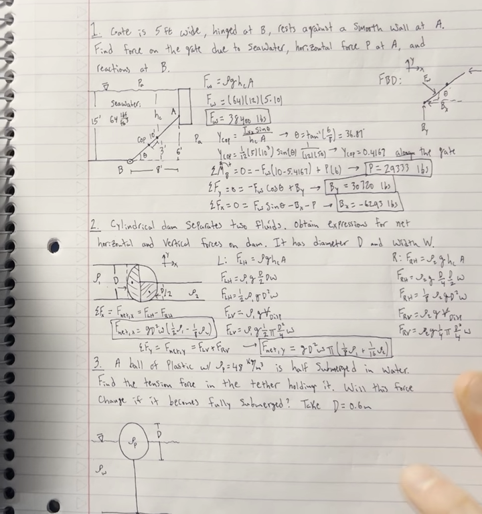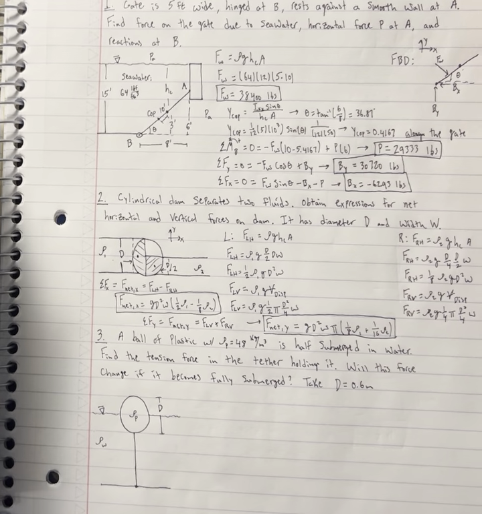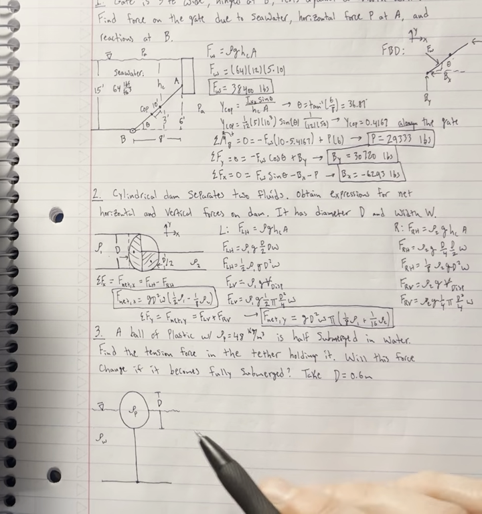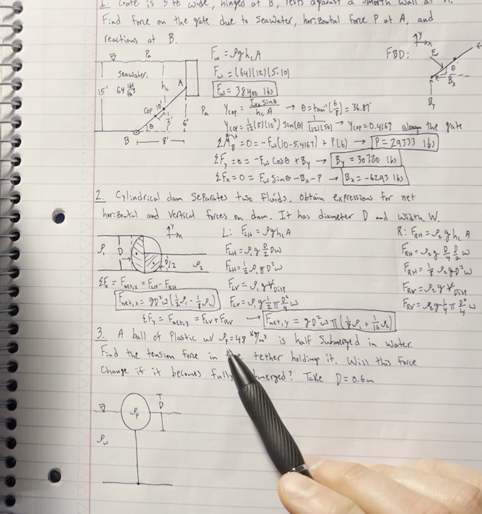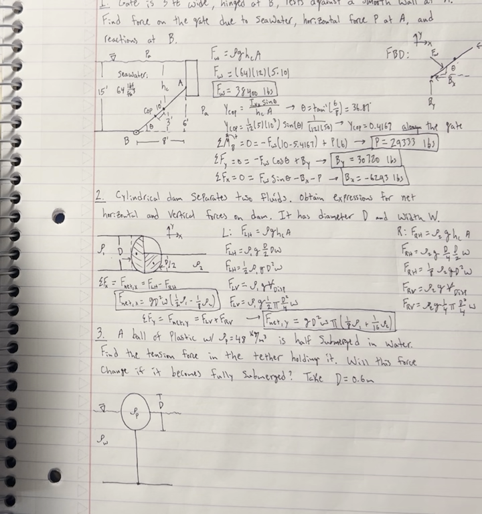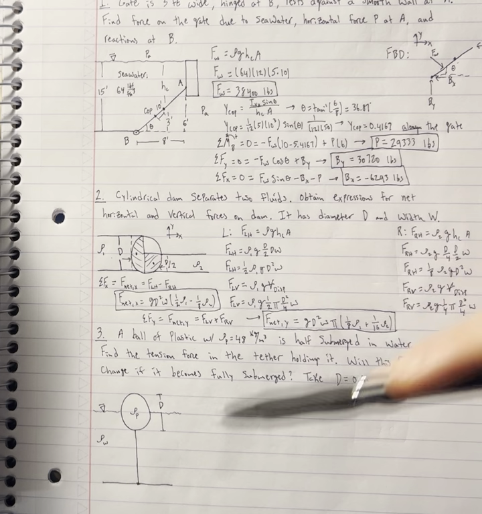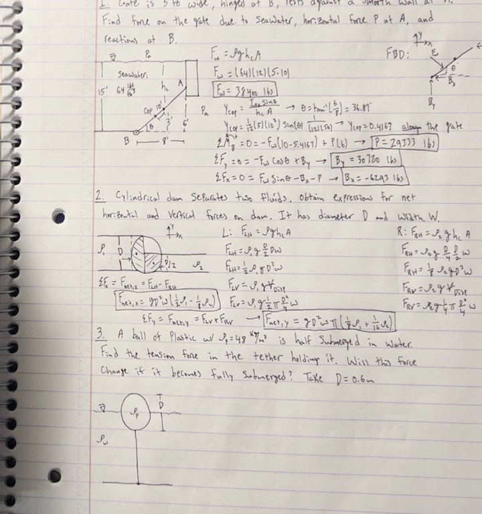All right, then lastly, the very last problem, pretty easy, pretty basic one. We have a ball of plastic with rho p equal to 48 kilograms per cubic meter. And it's half submerged in water. We want to find the tension force in the tether holding it down. Will this force change if it becomes fully submerged? And take the diameter to be 0.6 meters.